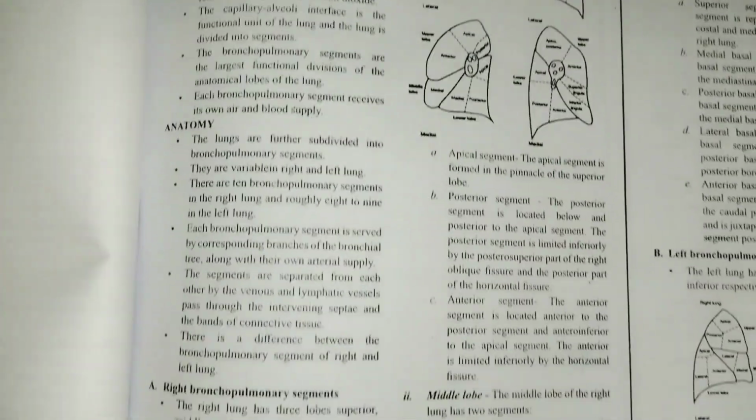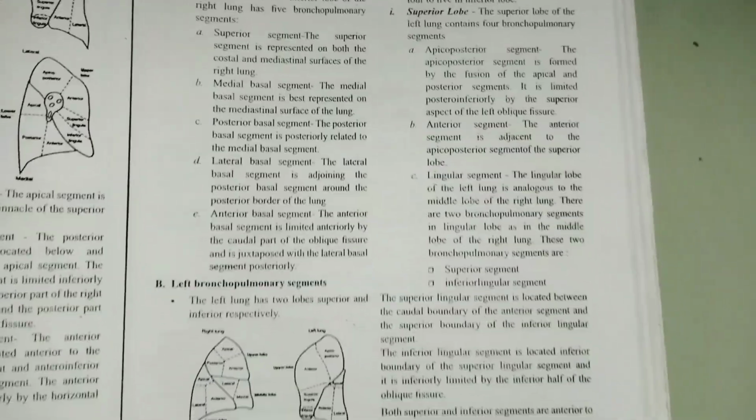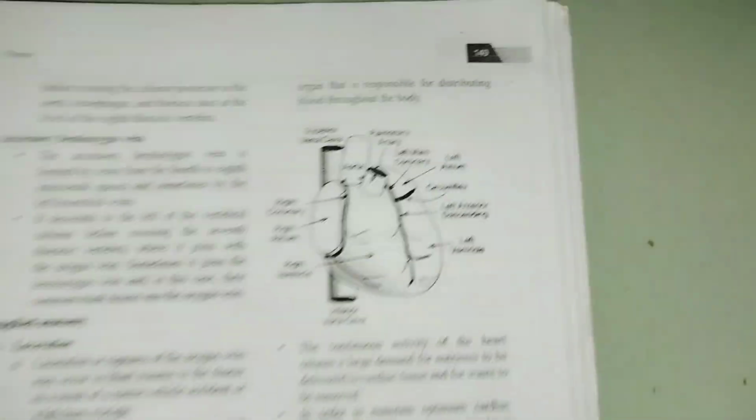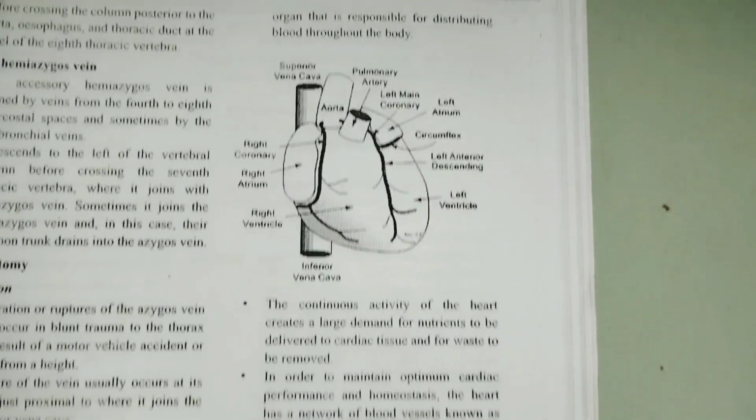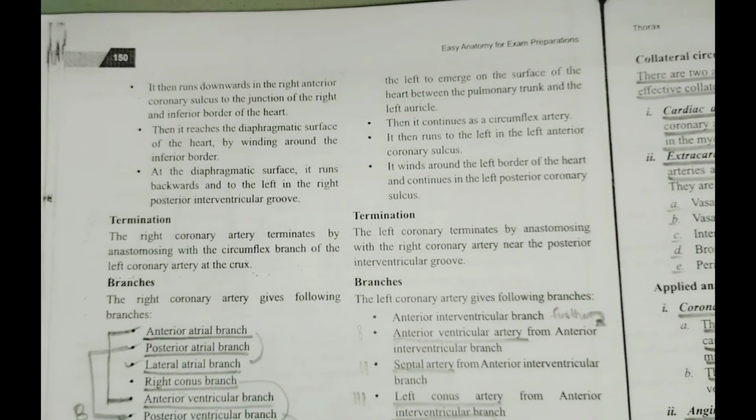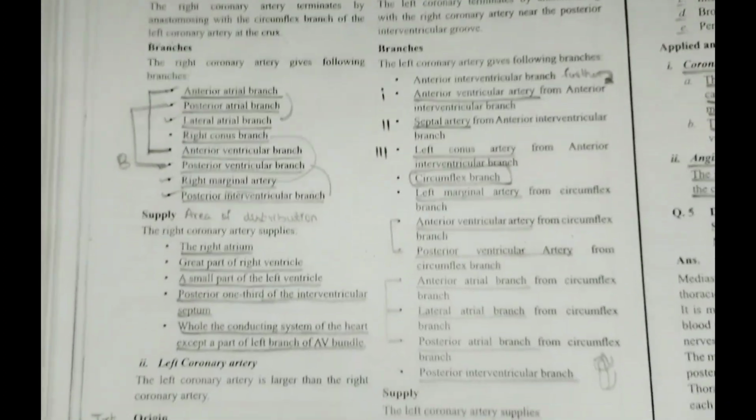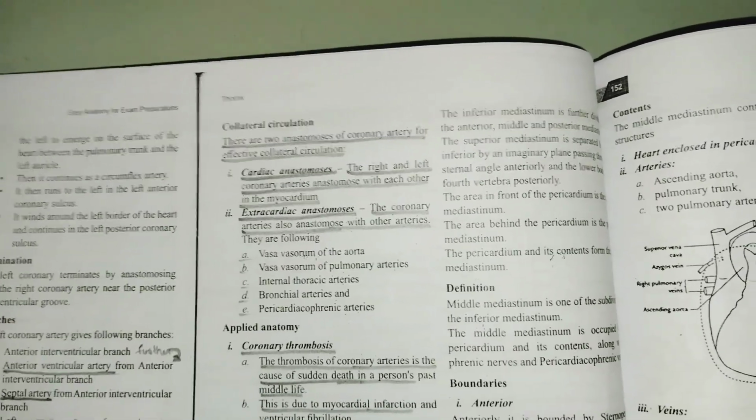Now coming to the next part, that is thorax. These are the important 5 mark questions. Now let's look into the answer of this question, that is blood supply of heart. We have introduction, diagram, origin, course, branches, termination, and the answer ends with applied anatomy.